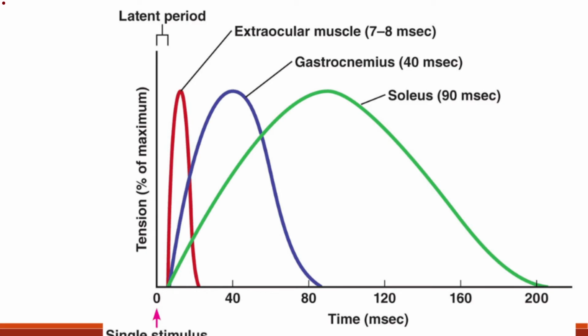Gastrocnemius, that's the calf muscle, about 40 milliseconds for the whole stimulation, and then recovery, another 40 milliseconds. So maybe extraocular was 7 for the stimulation, 7 for recovery. And then the soleus, about 90 milliseconds for the stimulus. The soleus is the muscle under the gastrocnemius, or deep to it, and then another 90 for recovery. So these are fractions of a second.